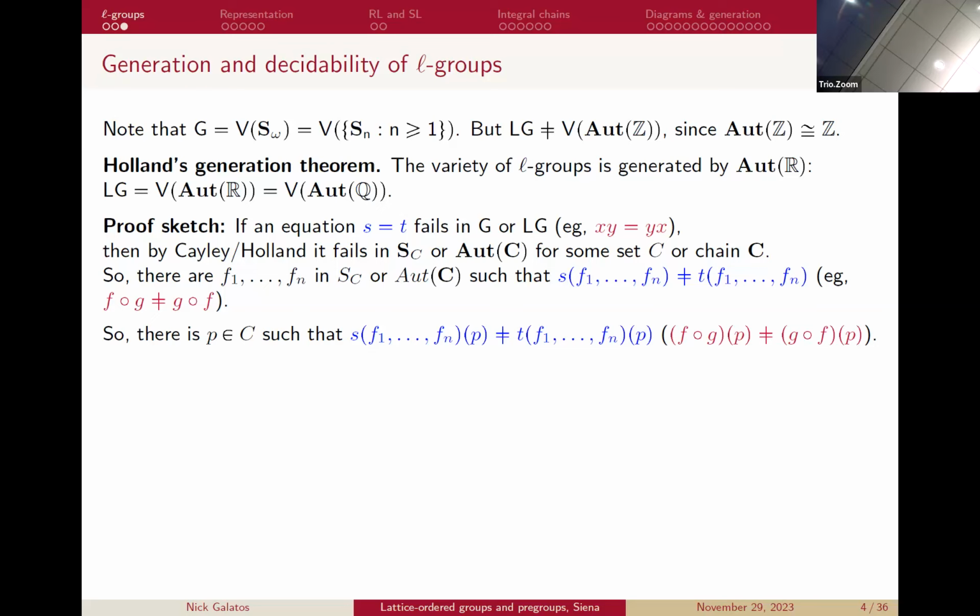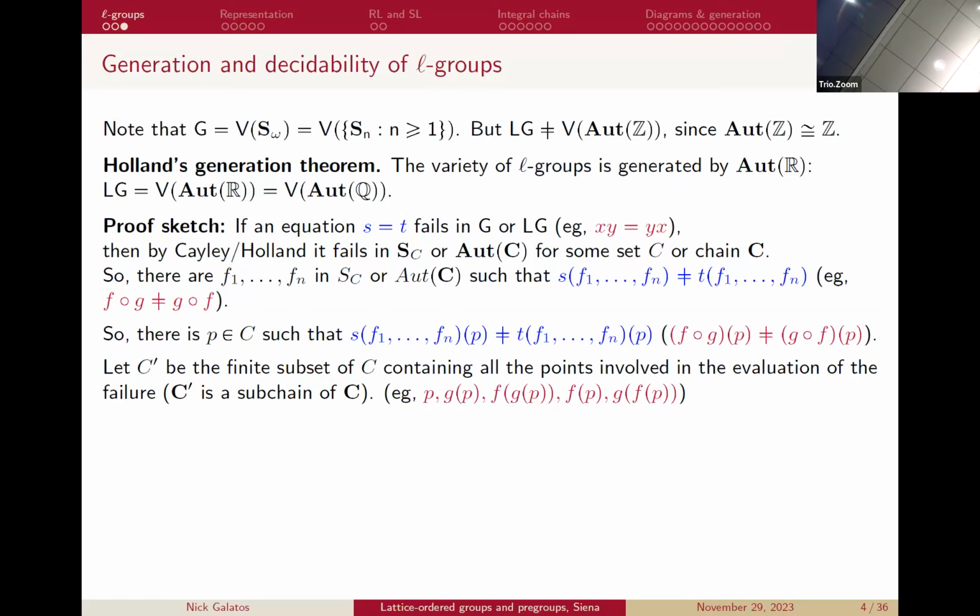Now, from this, we can extract the finitary part, that's called the diagram, and that witnesses the failure, but not involving all of the elements of the chain C, but only finitely many of them. In my running example, I think it's five elements. It's the points that you use for the evaluation. So for example, don't take all of the chain C, which could be infinite. Take the point P of the chain that witnesses it, but also, in checking this inequality, you have to take P, you have to compute F of P and G of F of P. And here you have to take P, G of P, and F of G of P. So those five elements, which on the chain could be ordered as the chain tells you.